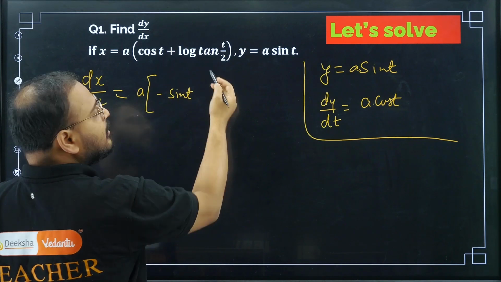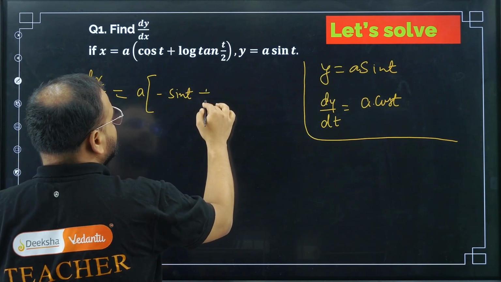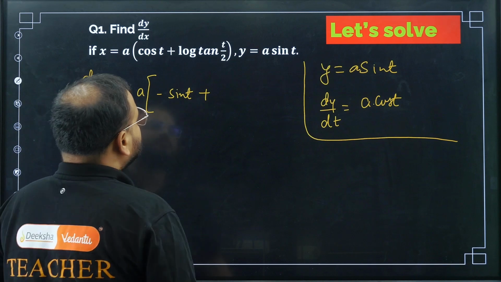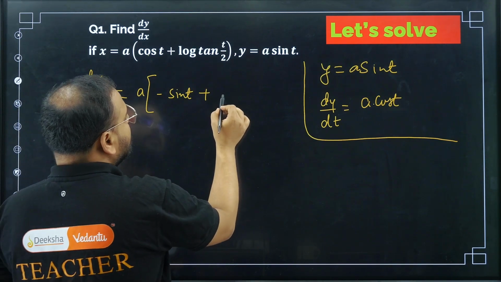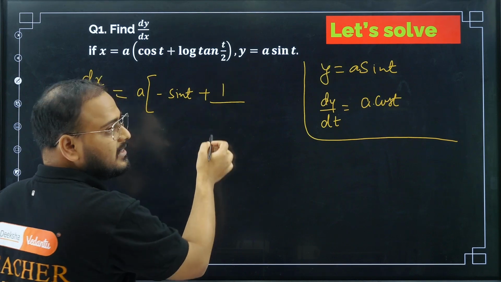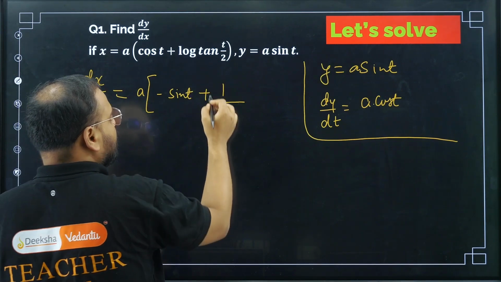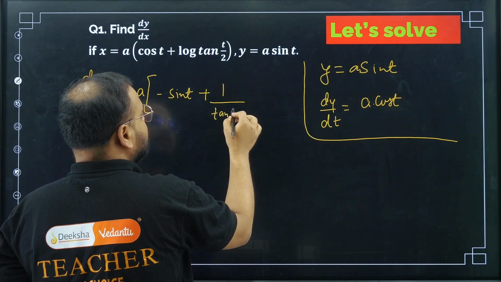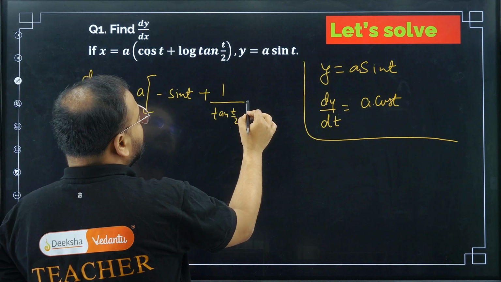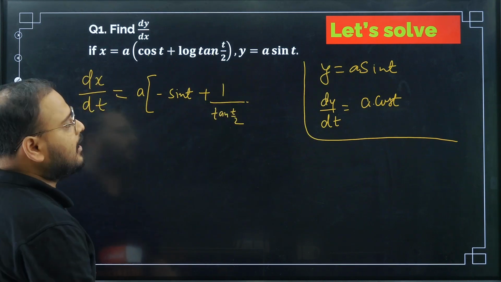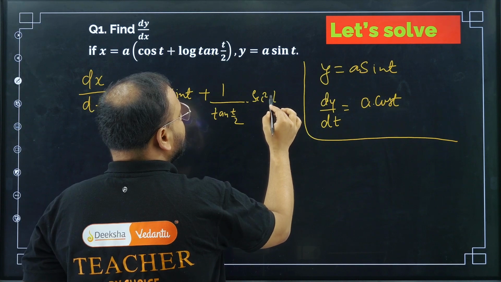What about this? I will have to use the chain rule. So plus, what next? Log of tan t by 2. First I will go over the tan part. It will come down. For logarithmic differentiation, the derivative of log x is 1 by x. So 1 by tan t by 2. This is clear? Right. What about the next part? Differentiation of tan is secant square, secant square t by 2.